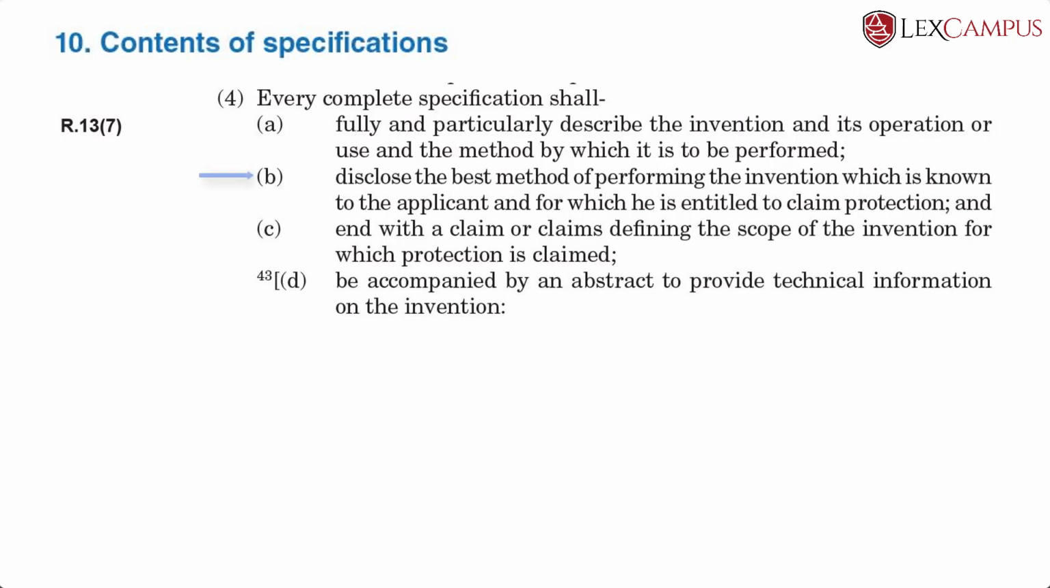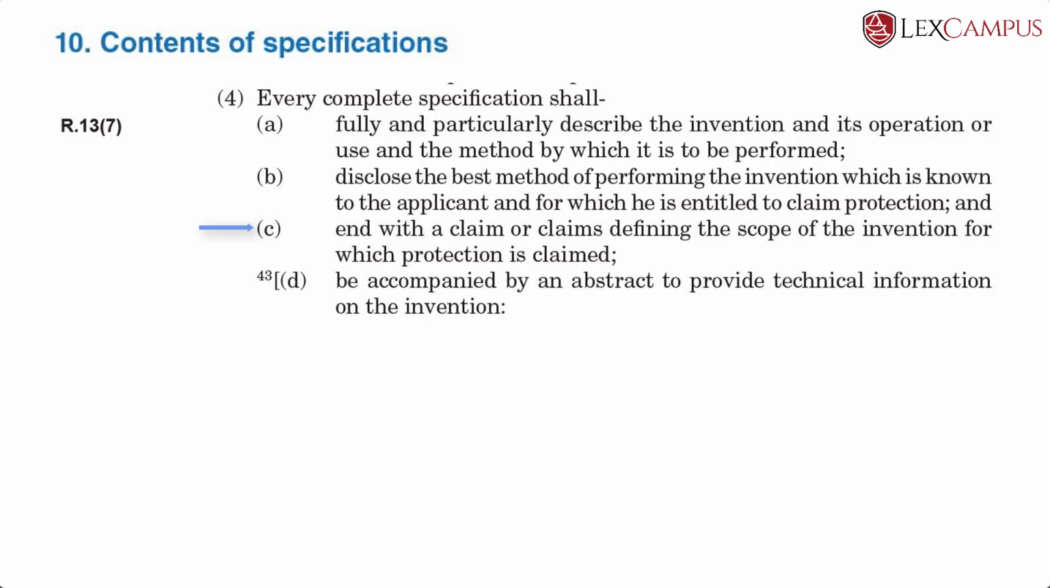B, the complete specification has to disclose the best method of performing the invention which is known to the applicant and for which he is entitled to claim protection. So, not only should the invention be described, its working shown, but the best method of performing the invention should also be disclosed. C, the complete specification should end with a claim or claims defining the scope of the invention for which protection is claimed. So, the claims should ideally come at the end of the complete specification, and they should define the scope of the invention for which protection is claimed.